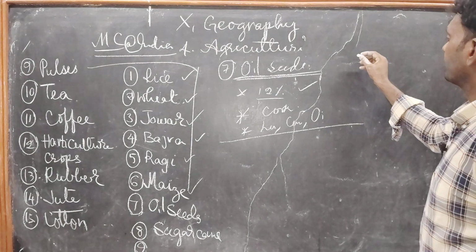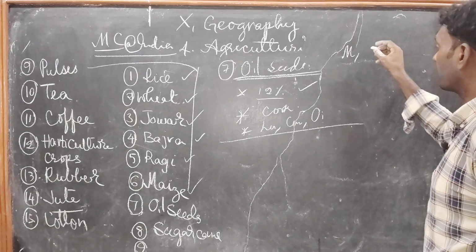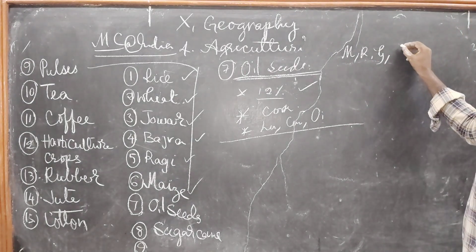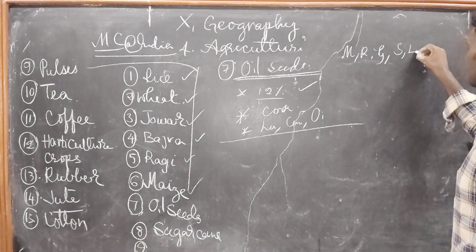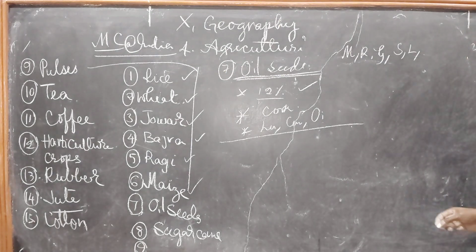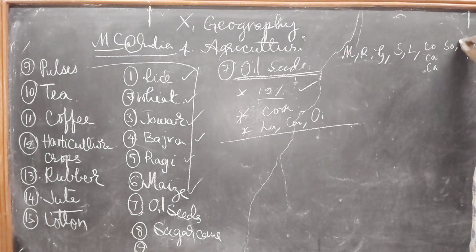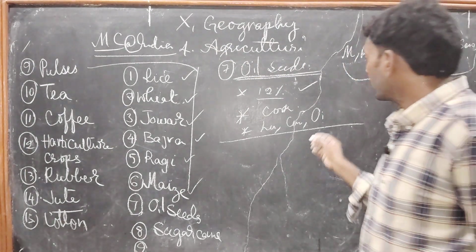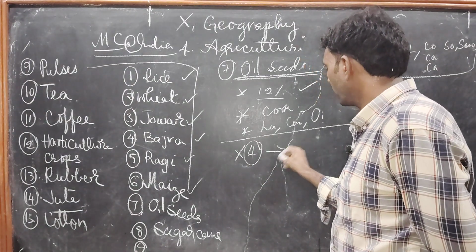Mustard and rapeseed and groundnut and sunflower and linseeds and coconut and castor and cotton and soybean and sesame. These are the important oil producing seeds, and among them there are nearly four that are very important. What are those?